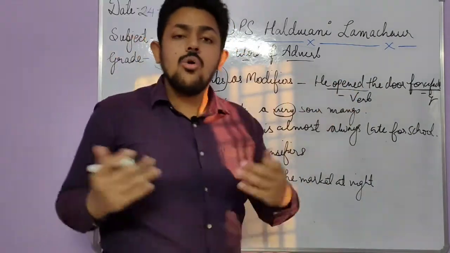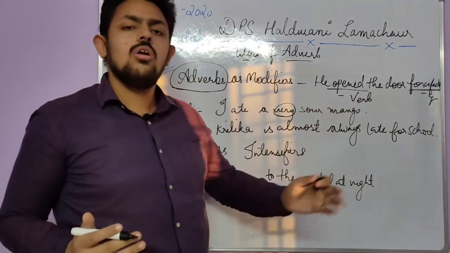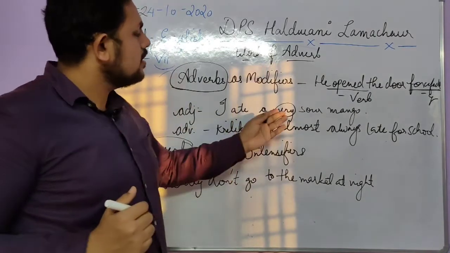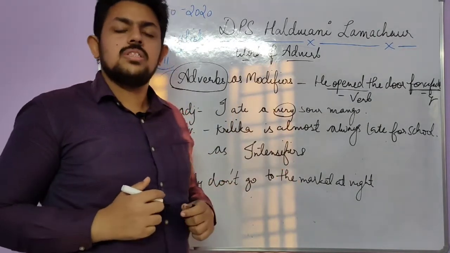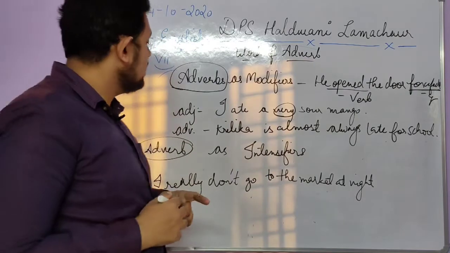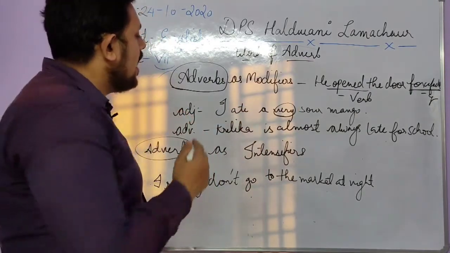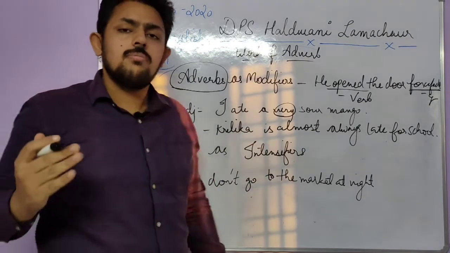The verb is opened. How did he open? He opened the door forcefully. Now see, another one is given here. Sorry, an adjective is given here. So how does it modify the adjective? I ate a sour mango.